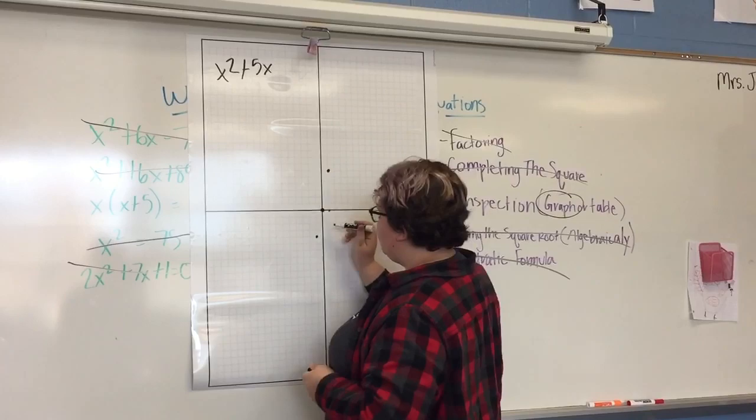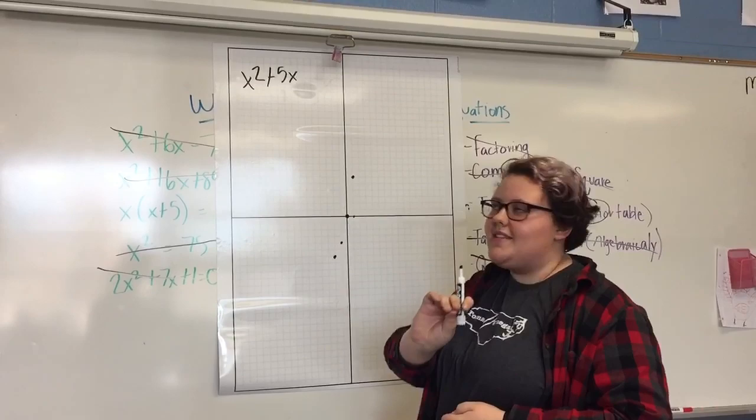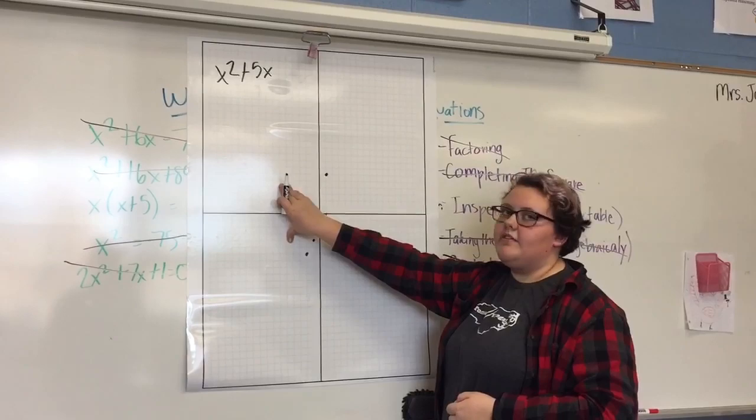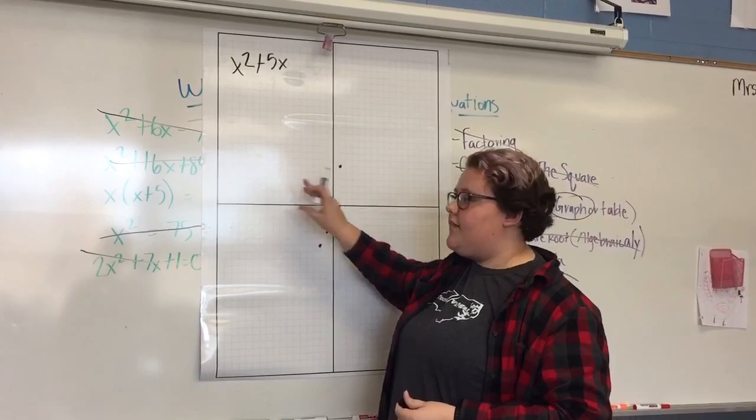Then negative 3. I think we're almost there, guys. Negative 3 squared is 9, and then 5 times negative 3 is negative 15. Negative 15 plus 9 is negative 6. So our vertex is going to be about right here.